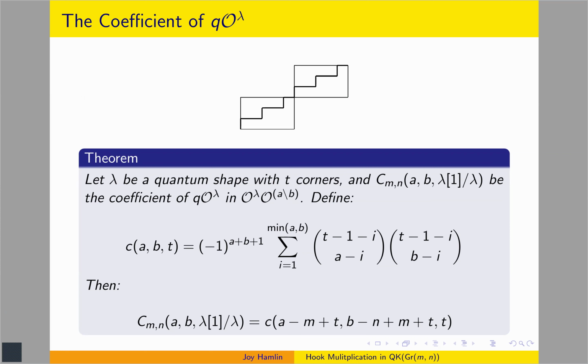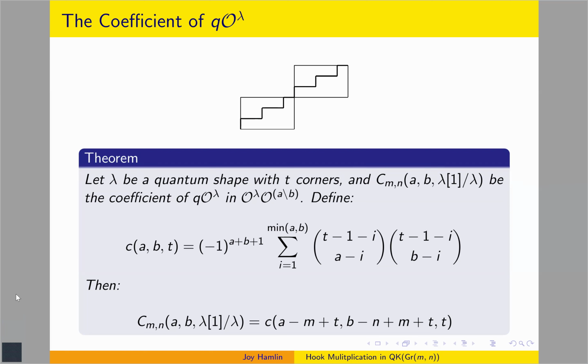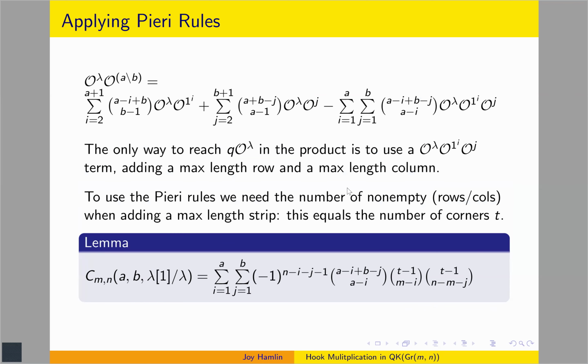If lambda is a quantum shape that has t corners, so this has 3 corners, for example, 1, 2, 3. Note that this point is the same as this point, so it's not an extra corner. If lambda has t corners, then I have a formula here for the coefficient of q times O lambda in the product O lambda OAB. If we do a change of variables, as shown on the bottom line, then we have this nice positive sum formula with the sign that we're expecting it to have that gives us the coefficient as a sum of products of binomial coefficients. How do I prove this?